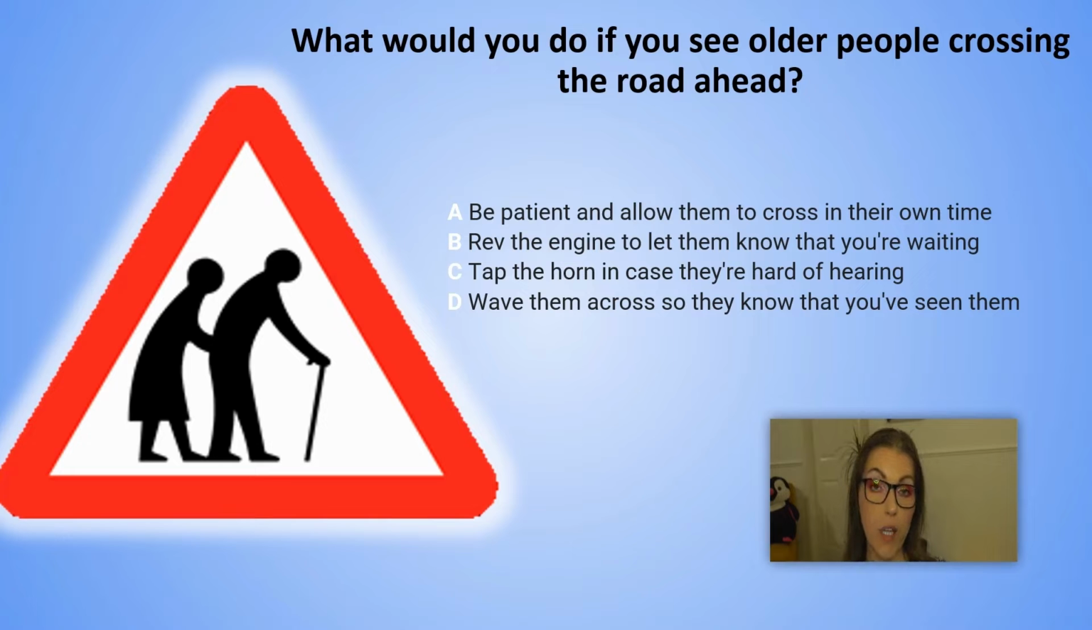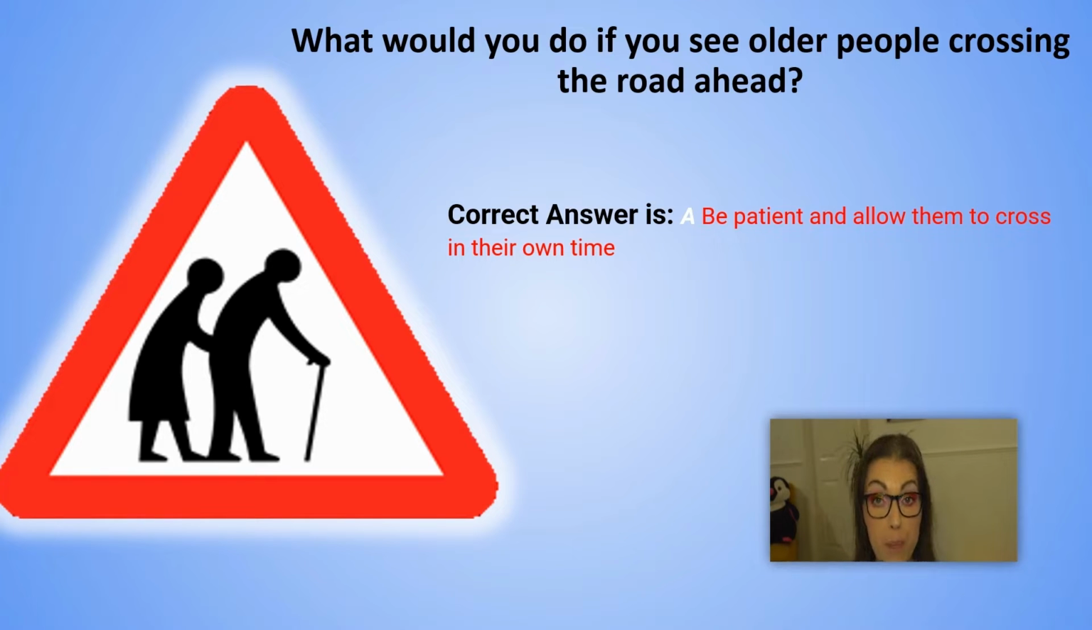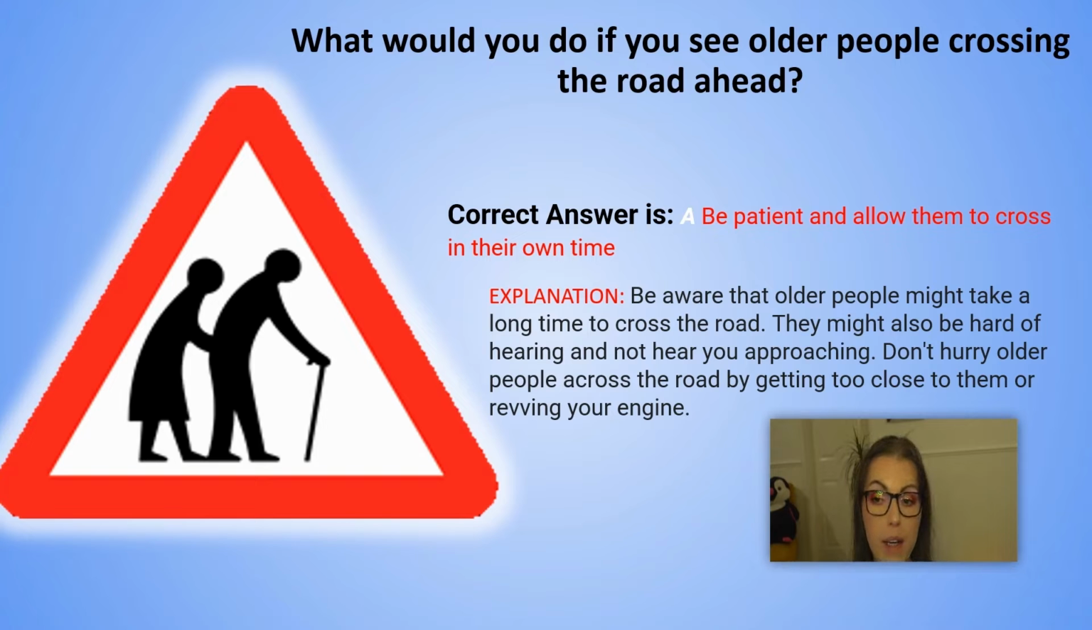Let's start the countdown. 5, 4, 3, 2, 1. And the correct answer is A. Be patient and allow them to cross in their own time. Explanation. Be aware that older people might take a long time to cross the road. They might also be hard of hearing and not even hear you approaching. Don't hurry older people across the road by getting too close to them or revving your engine.